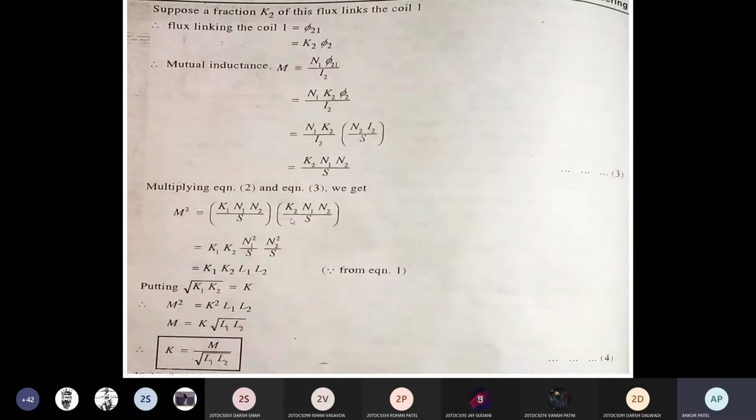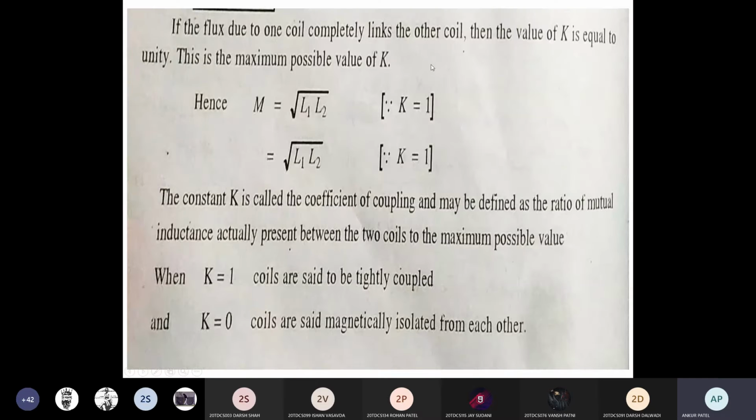Here K is equal to M upon the square root of L1 L2. This is the equation for the coefficient of coupling, and the K value lies between 0 and 1. K equal to 1 means the coils are said to be tightly coupled, and K equal to 0 means the coils are magnetically isolated from each other. So accordingly, you can assume how much magnetic flux is shared, or how much both coils are coupled.